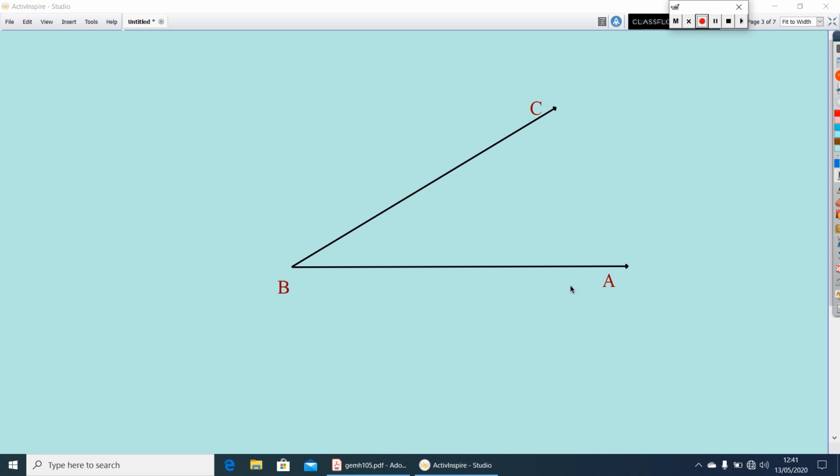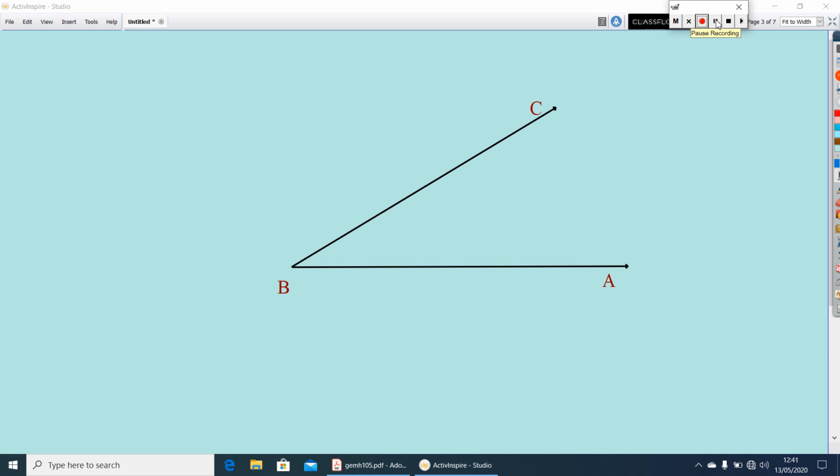Here you have an angle ABC. You know what B is called? B is the vertex. What are the arms of angle ABC? Yes, it is BA and BC. They are called arms of the angle ABC.